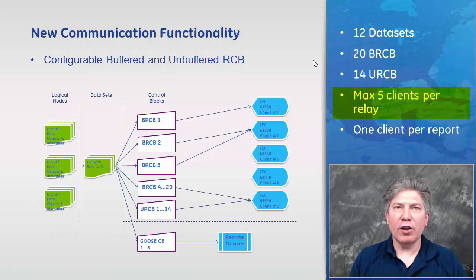Up to 5 clients can establish a connection with the UR relay. Each client can establish a one-to-one connection with one report. In other words, each report can only connect with one client, or one client per report. Each client can communicate with a maximum of 4 reports.